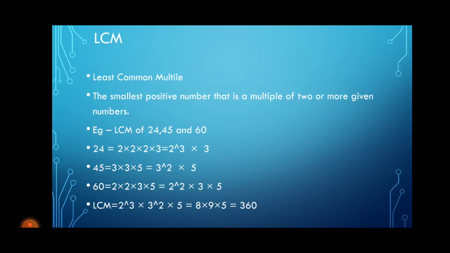The smallest positive number that is a multiple of two or more given numbers. To find HCF we have to take the lowest powered common factor, and to find out LCM we have to take the highest powered factors.